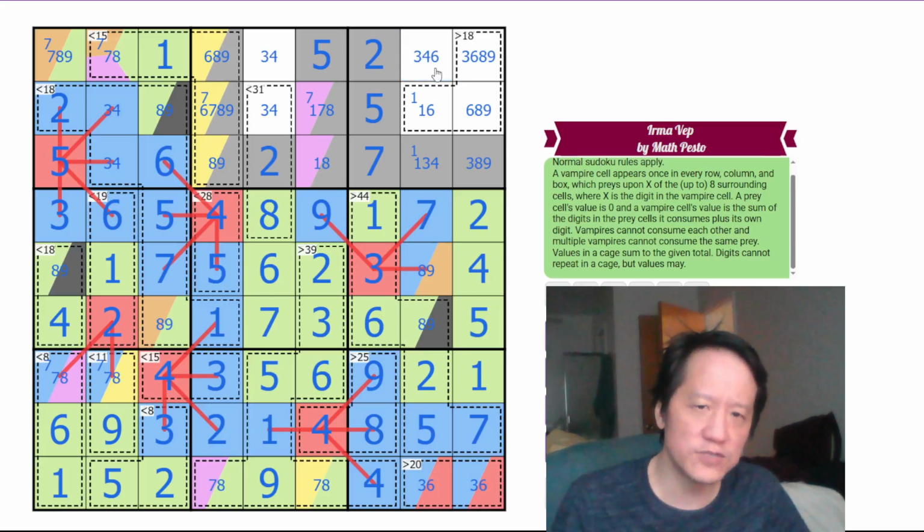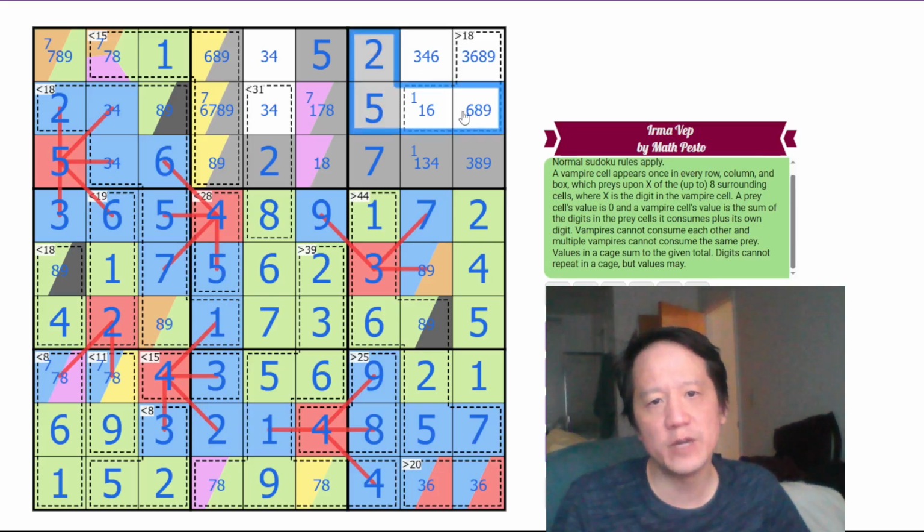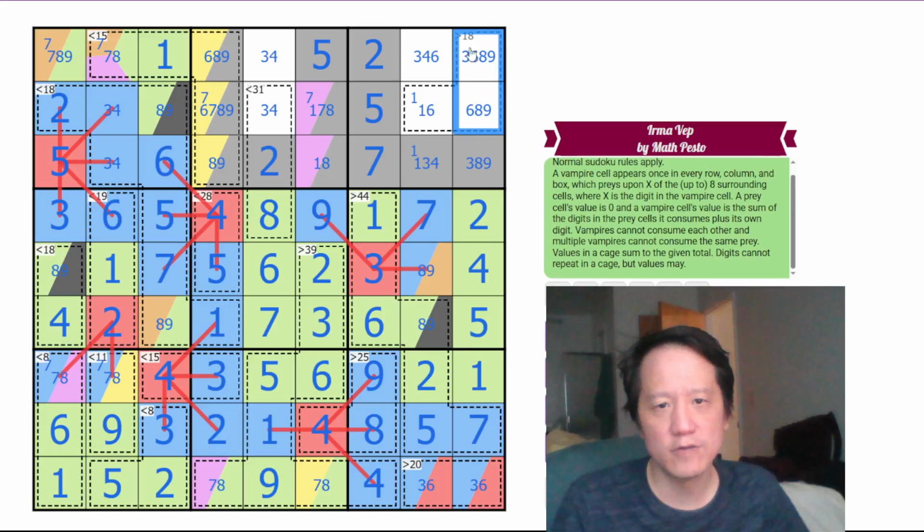Okay, so if this is vampire, it has to vampire out at least 3, because 1 can never be here and 2 can never be here. If it vampires out 3, that means it would vampire out these 3 at best. And these 2 would be the only ones that are in play for the caged value. And that would mean this is a max value of 17. So this can never be vampire if that's the case.